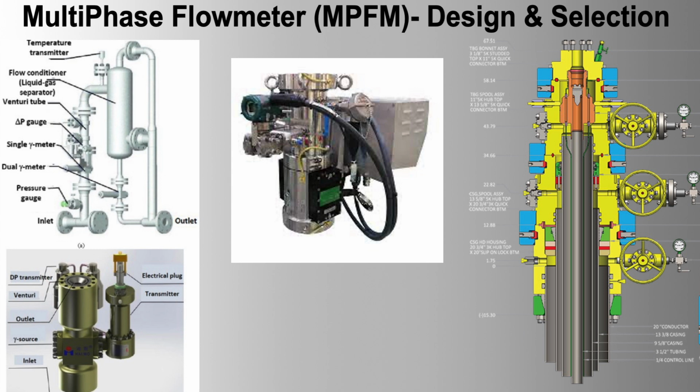4. Improved allocation and accounting. Precise allocation. Accurate phase measurements enable precise allocation of production from each well cluster, ensuring fair and transparent accounting. Regulatory compliance helps in meeting regulatory reporting requirements by providing accurate production data for each well cluster.